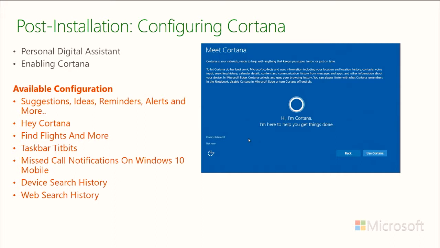And not only that, but what Cortana can also do, we talked about earlier, it can read your calendar and remind you, hey, it's time to go. Because of traffic, it's going to take you this long to get to the airport or to get to your next lunch meeting. Or it might tell you about calls that you've missed, or give you information on device search history or web search history. So Cortana may be something you get to enable.